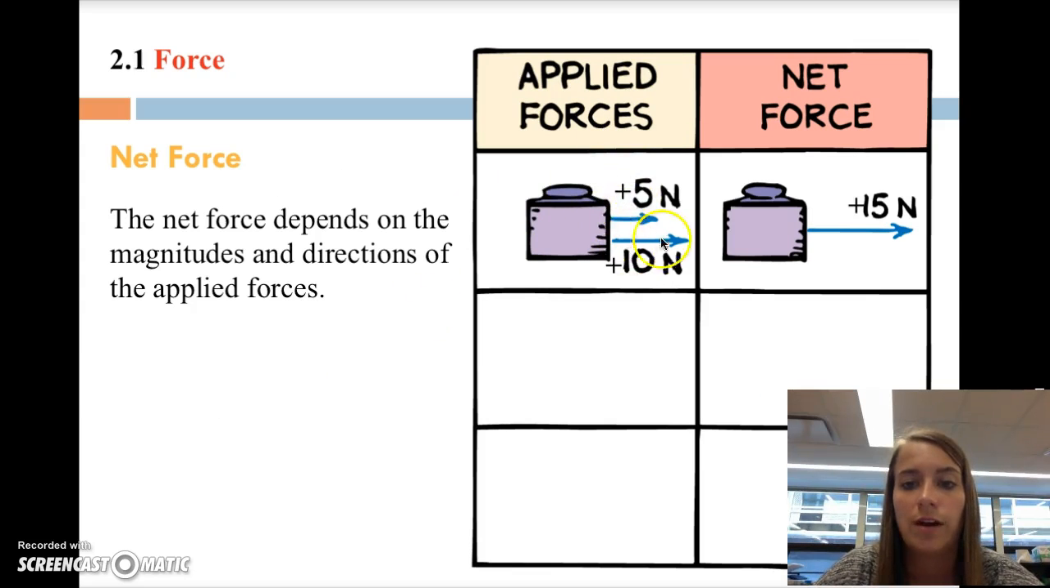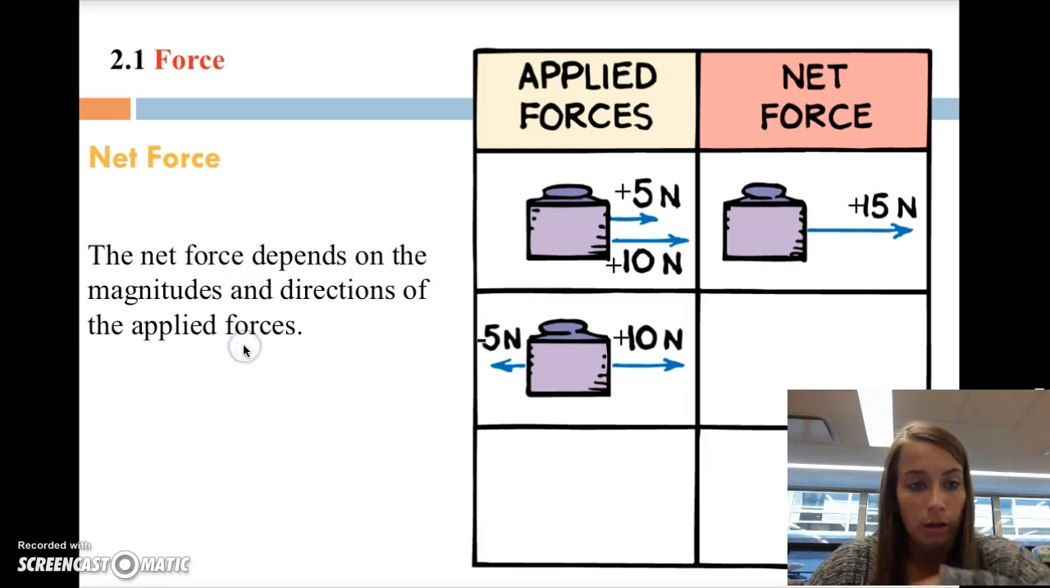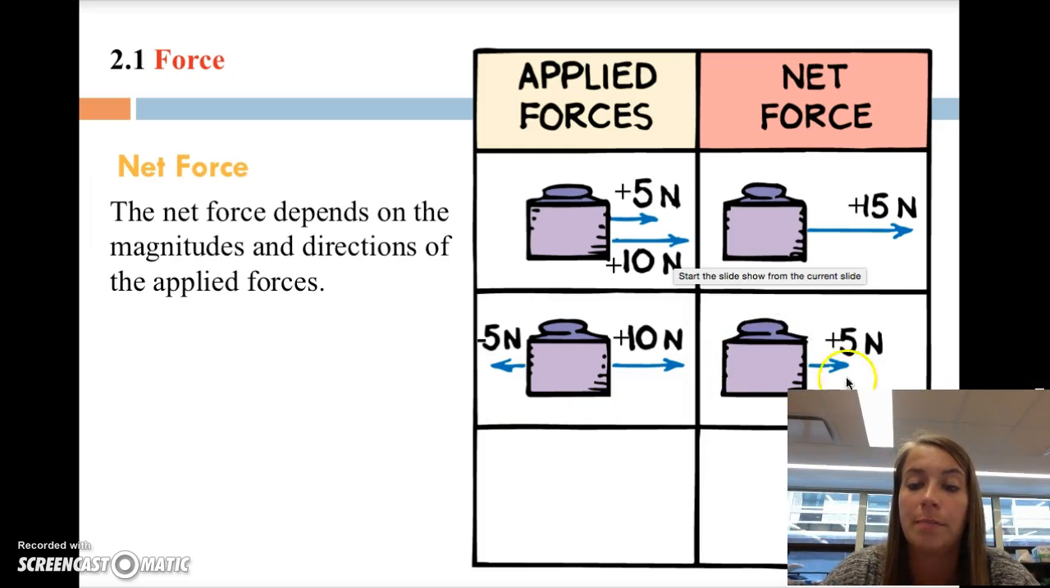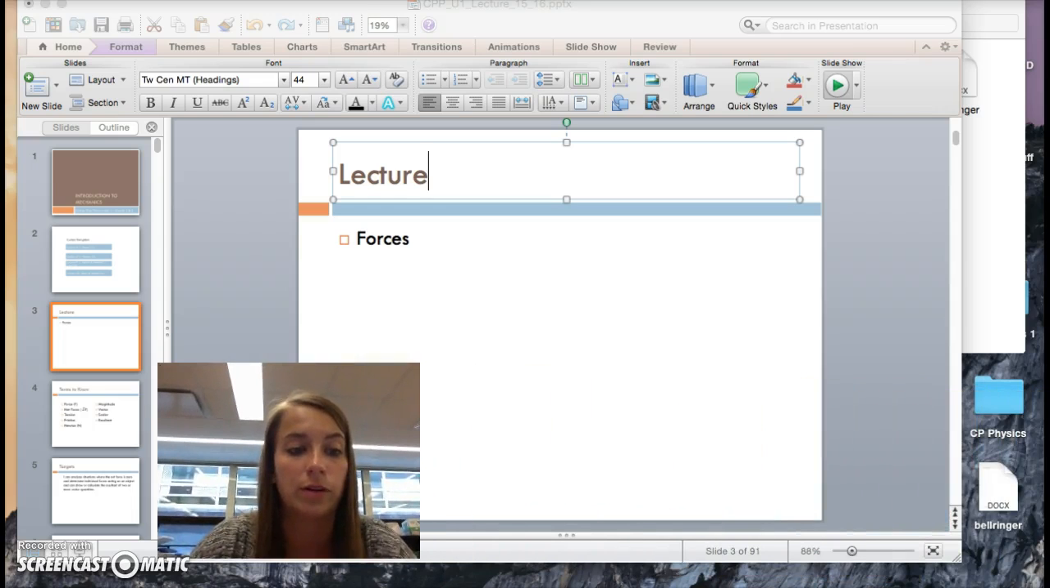If you have 5 newtons to the right and 10 newtons to the right, these two forces, the net force is a total of 15 newtons to the right. If we've got 10 newtons to the right and 5 newtons to the left, we gave that a negative. So that 10 to the right, negative 5 to the left, that's going to give us a positive 5 to the right. We do that tail to tip like we did before, you'll end up with positive 5 newtons.